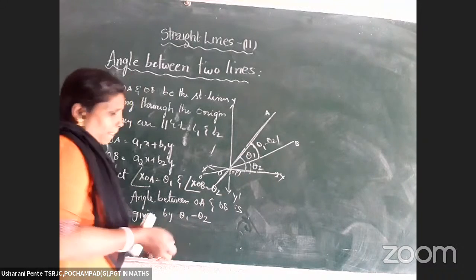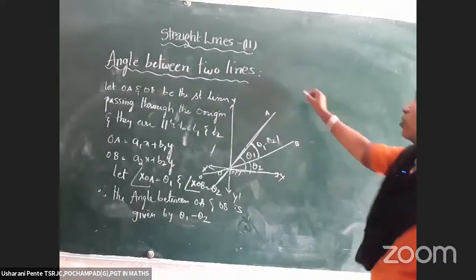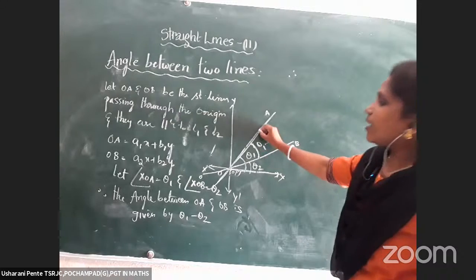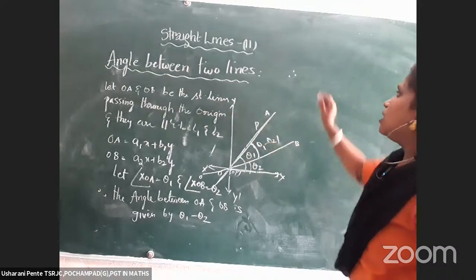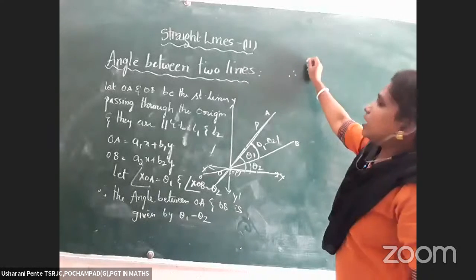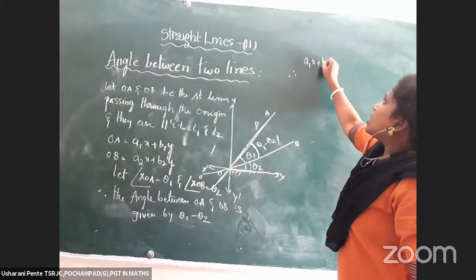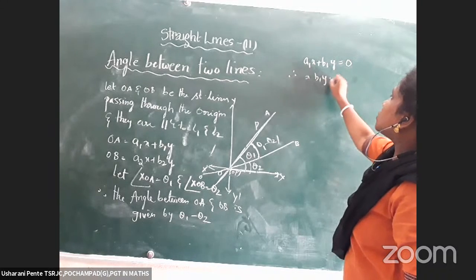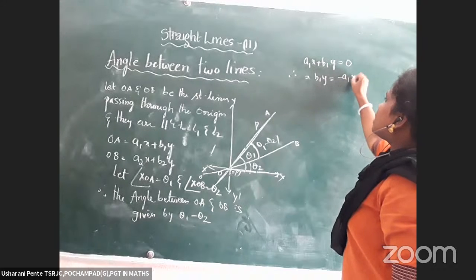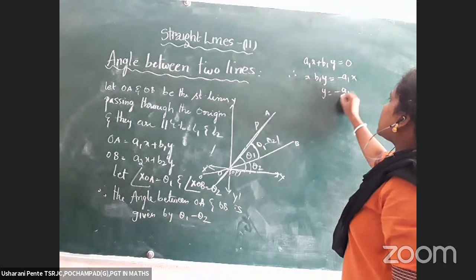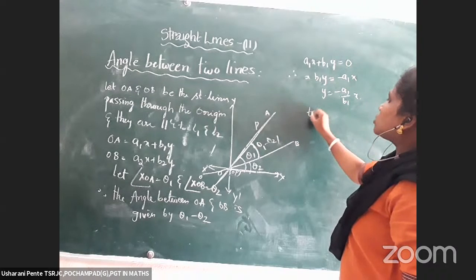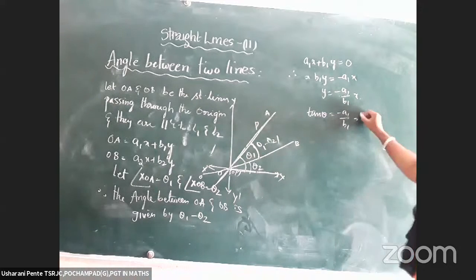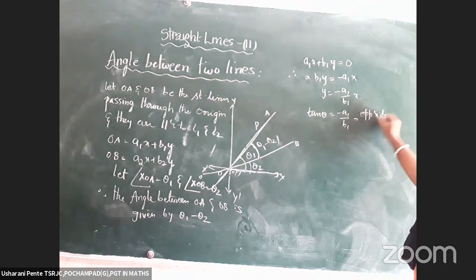Therefore, how will the point be on OA? If I consider point P, just see, if OA is here, the equation of OA is A1x plus B1y is equal to 0. This implies B1y is equal to minus A1x. So y is equal to minus A1 by B1 x. This implies tan theta is equal to minus A1 by B1. What is tan theta? Opposite side by adjacent side.